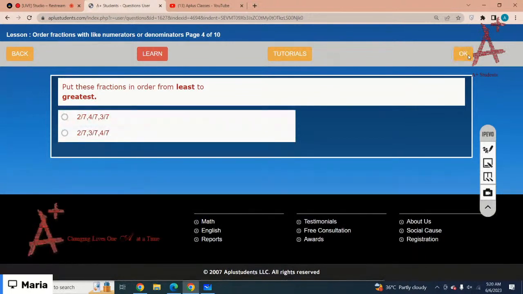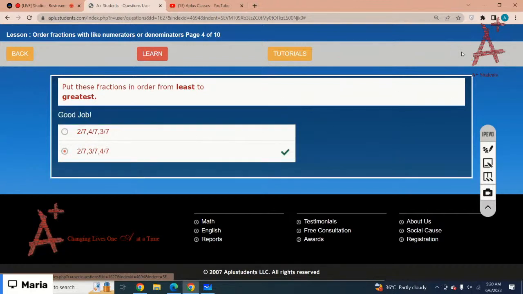Okay, put these fractions in order from least to greatest. So which is the correct option, 1 or 2? So the correct option is the second one. 2 by 7, 3 by 7 and 4 by 7 is the correct option.